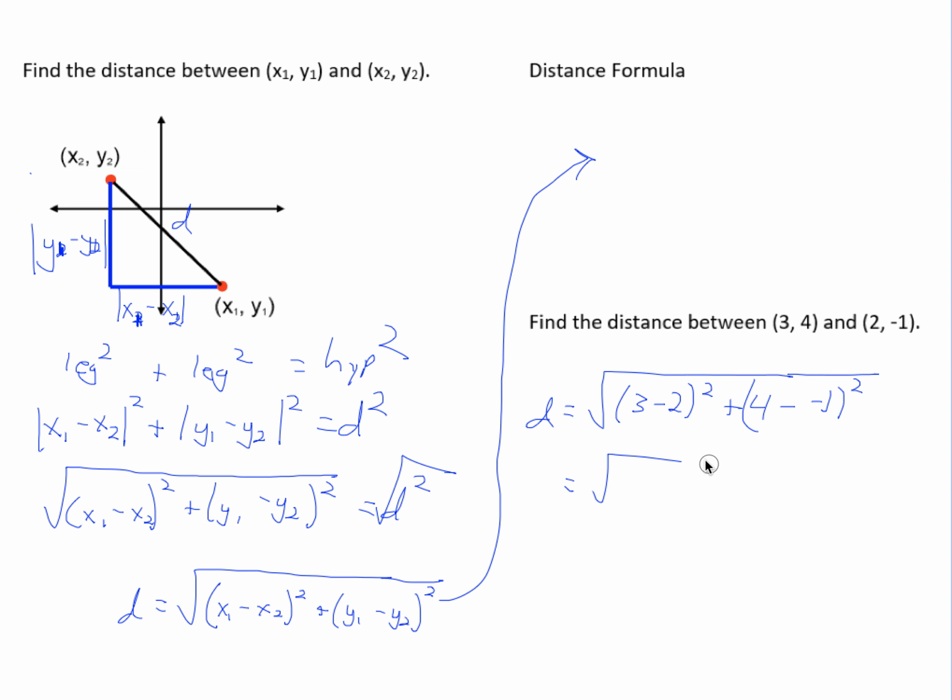And we get the square root, 3 minus 2 is 1, so 1 squared plus 4 minus -1 is 5, so plus 5 squared. So we got the square root of 1 plus 25. 1 plus 25 is 26, so the square root of 26 is the distance between these 2 points. It's going to be approximately equal to, if you put it in a calculator, 5.1. So that's the distance formula, the distance between 2 points in a plane.